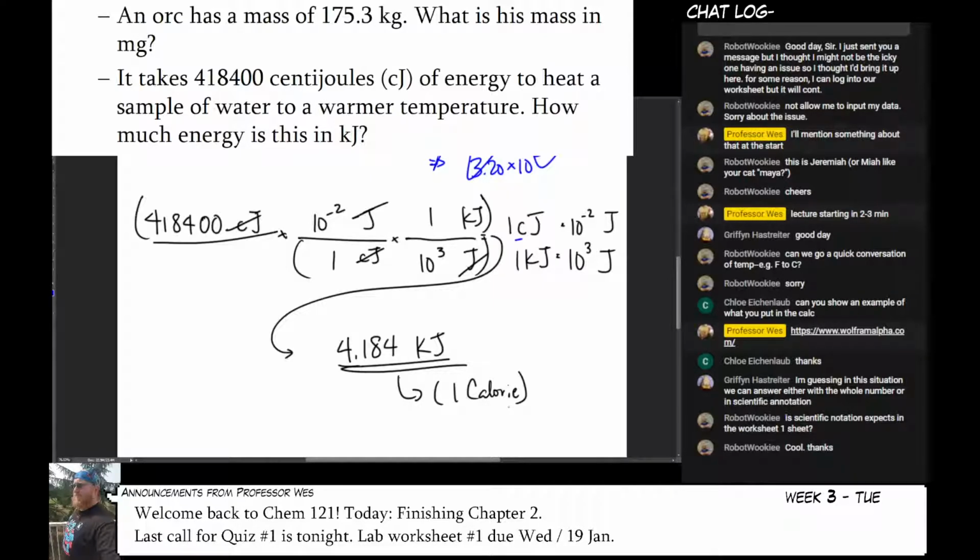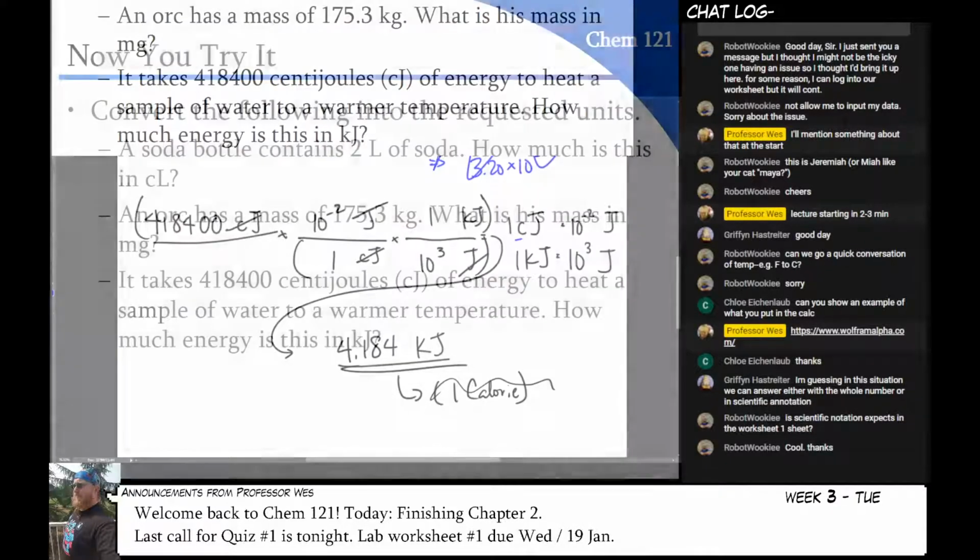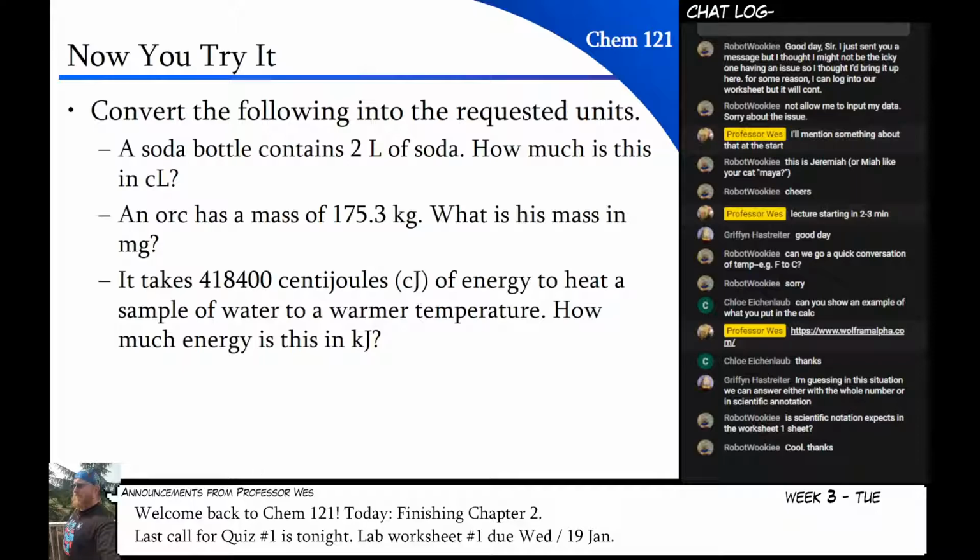Now, you do not need to know this. This is just trivia. The objective of the lesson is for you to be able to convert units back and forth. And that's what we're going to be doing pretty much all day today. All right. If you have any questions, let me know.